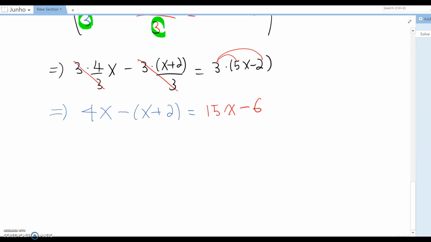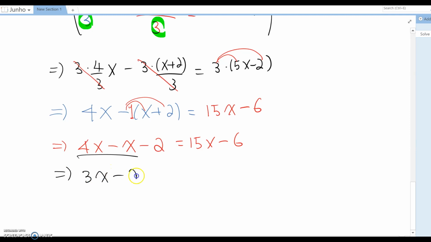So next step, you distribute. If you get confused, then you may think there is an imaginary 1, then it becomes 4x minus x minus 2 equal to 15x minus 6. Combine like terms, then 3x minus 2 equal to 15x minus 6.